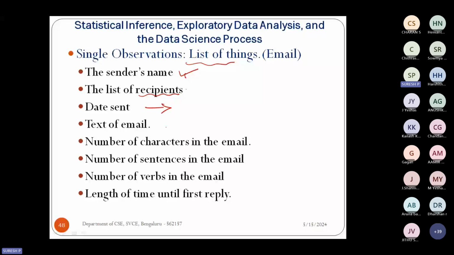So these are the single observations. When you are sending an email, these are some of the observations you are going to make. One is the sender's name, the other is the list of recipients. Then what date you are going to send that particular information.